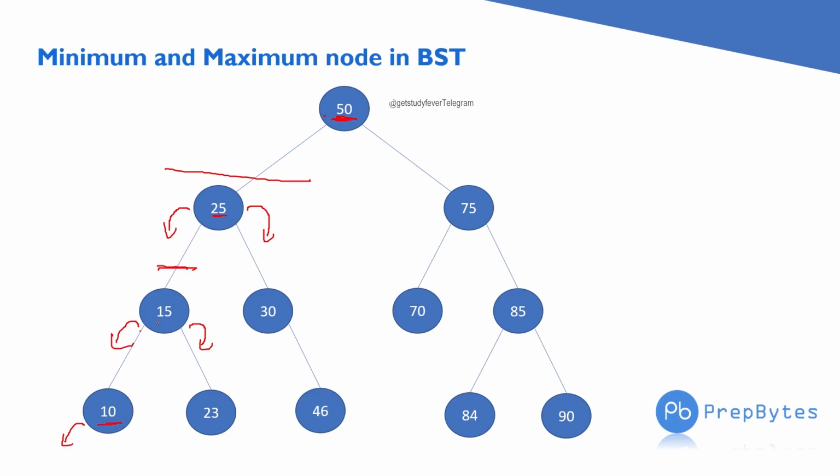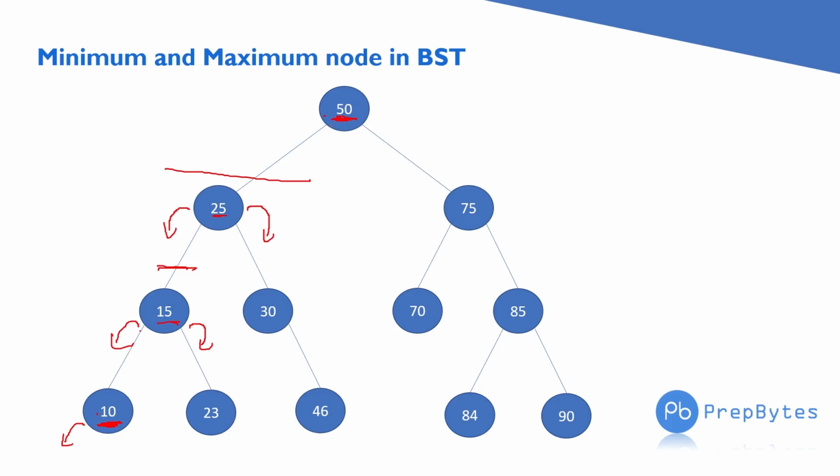So check for this, we come to 15. Now check for this, we come to 10. Now when I check here, we find that the node dot left is null, that is, it is the last element. 10 is the last node, so therefore this has to be the minimum node. And similarly, now explain to me how the maximum node will be found.